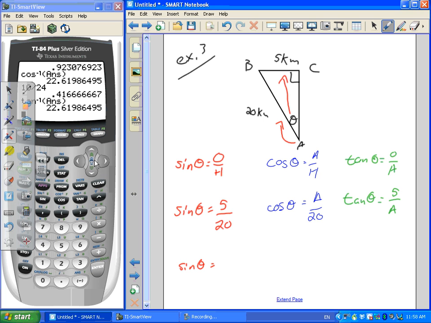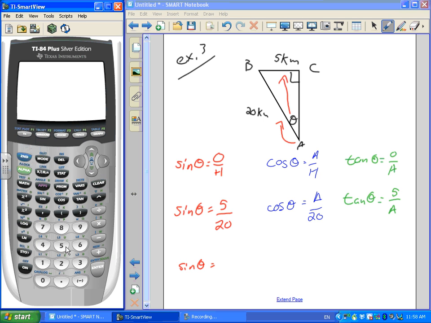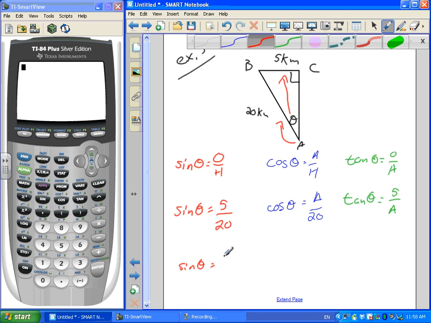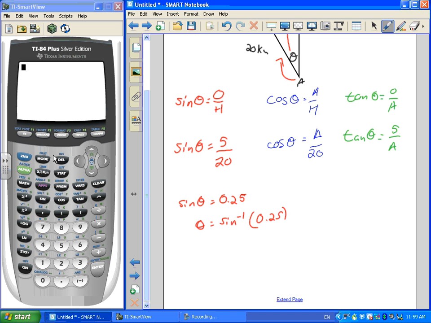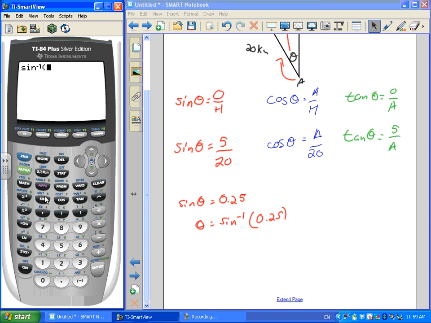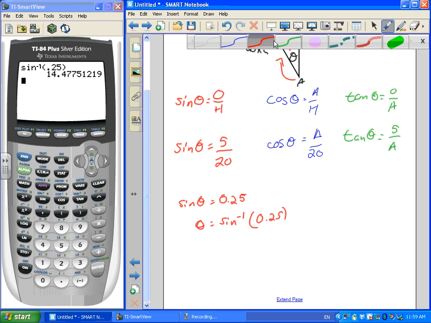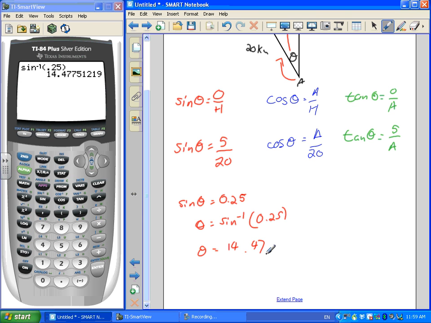Sine theta is equal to 5 divided by 20, which is a fourth, which is going to be 0.25. So when I bring sine to the other side, it's to the negative 1. We plug it in. Second function sine, 0.25, 14. So theta is equal to 14.47.